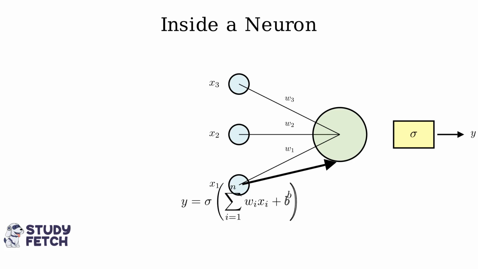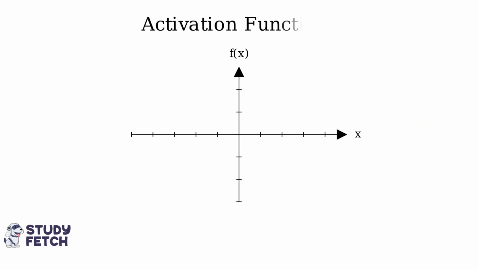Mathematically, a neuron computes the weighted sum of its inputs plus a bias, then applies an activation function to produce an output. Activation functions are critical components of neural networks. They introduce nonlinearity, allowing networks to learn complex patterns.